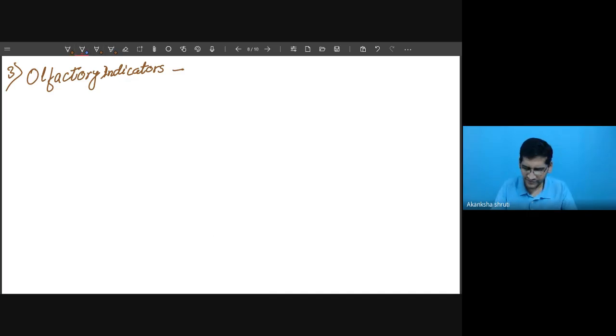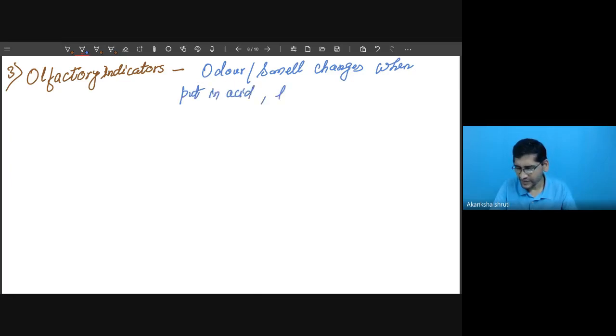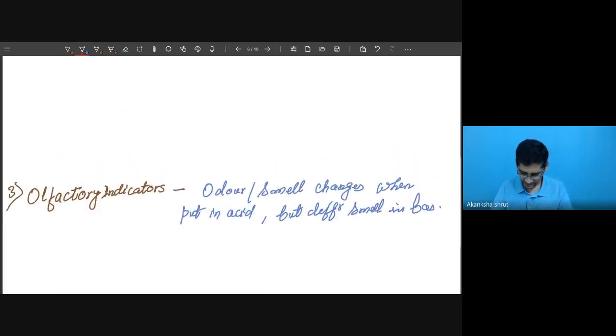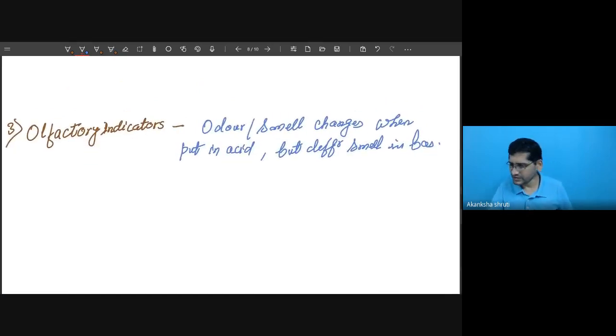So write: odor or smell changes when put in acid, but a different smell or odor in base. The better term to use is odor rather than smell.